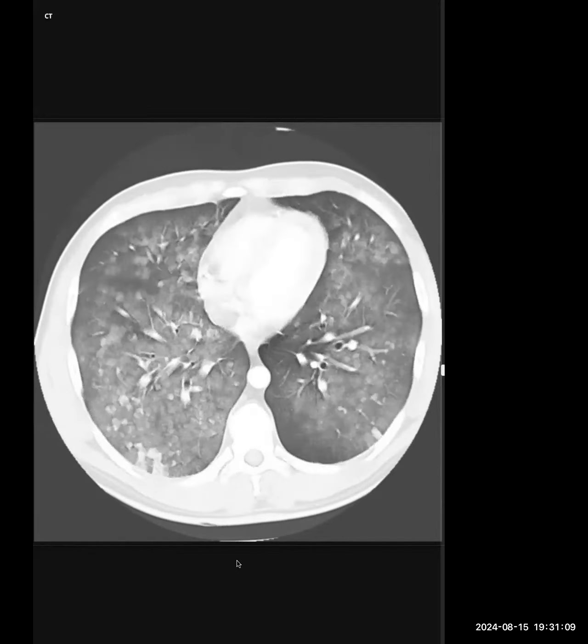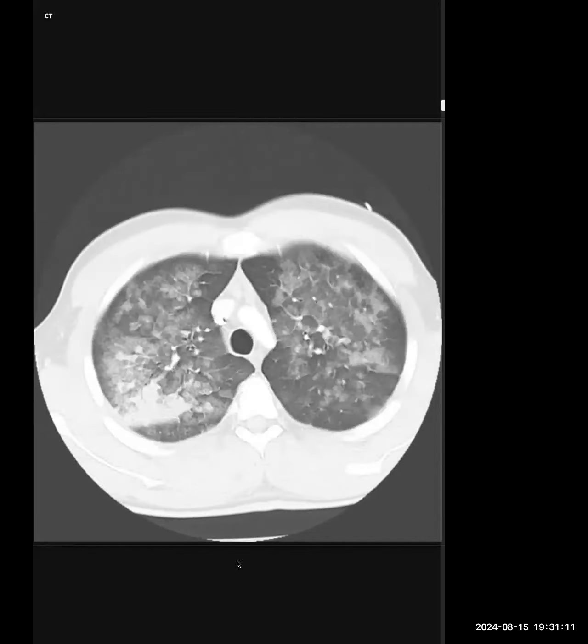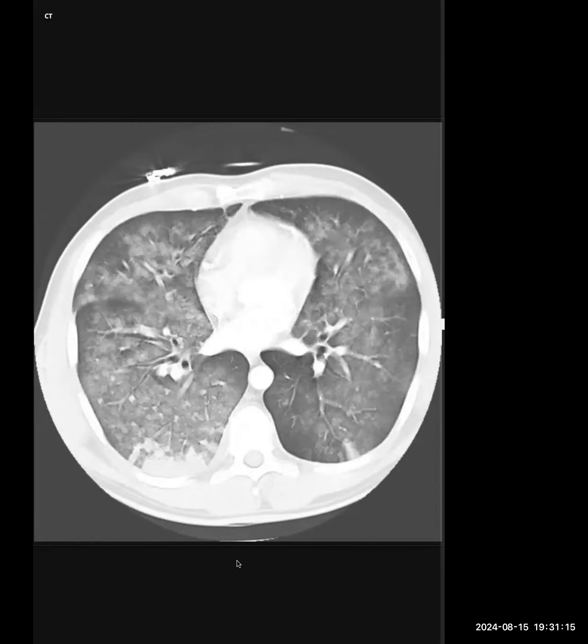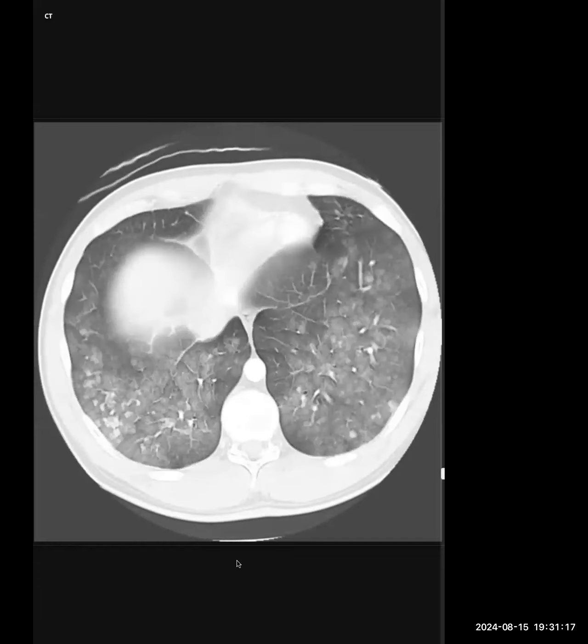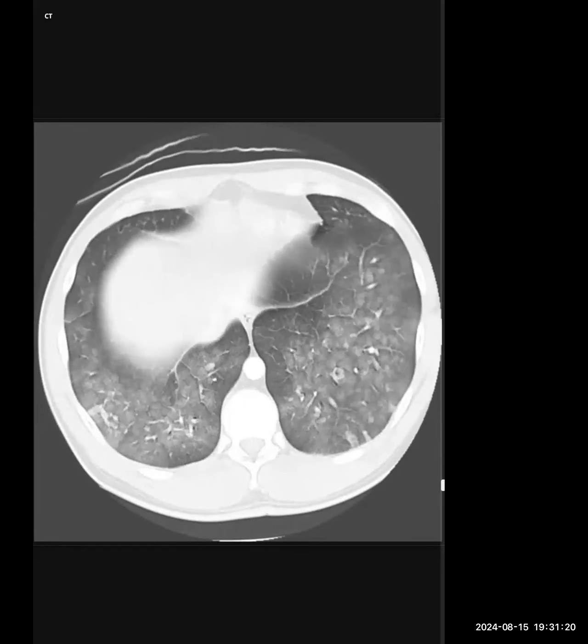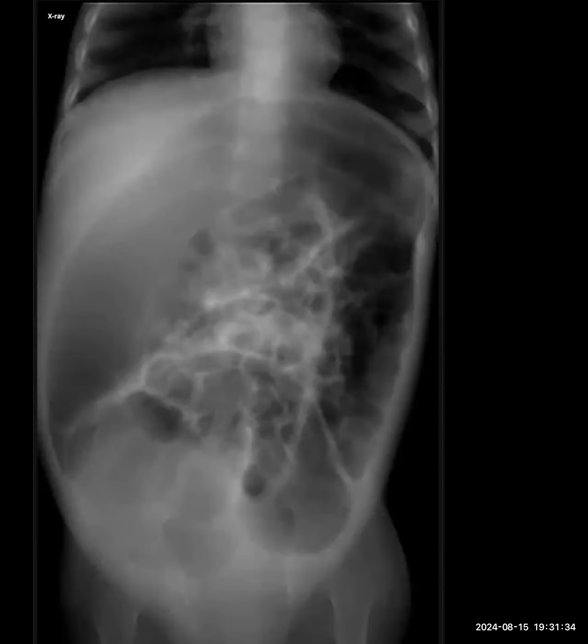So what is your final diagnosis? What would you call this? Diffuse alveolar damage. Yes. Okay. Let me just, I'm having some problem with the screen share. Just one moment. Okay, so this is your next case.